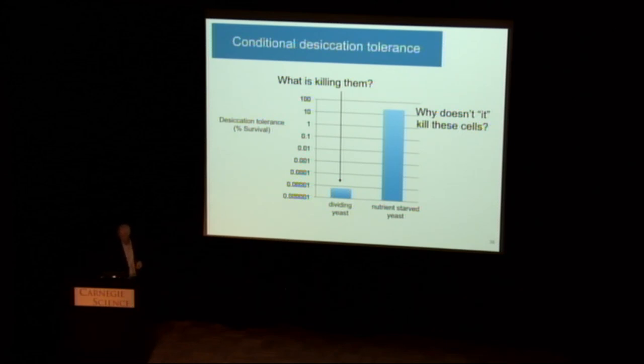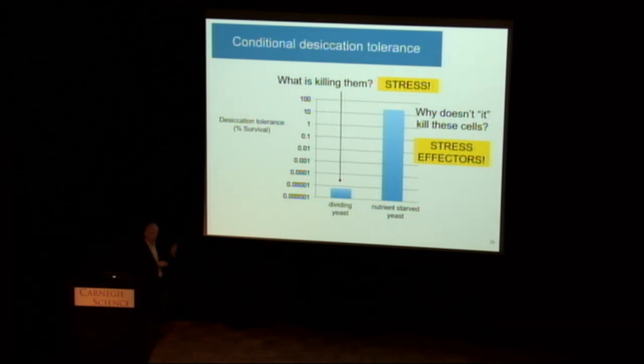So we think the idea is, well, there's some stress that's induced by desiccation that kills the dividing cells, maybe multiple stresses. And that these nutrient-starved cells have what we call stress effectors, some magical molecules, proteins, whatever we think, that somehow mitigate those stresses so they don't cause lethal damage to the cell. A little bit like Mark Ross' hydrogen sulfide.